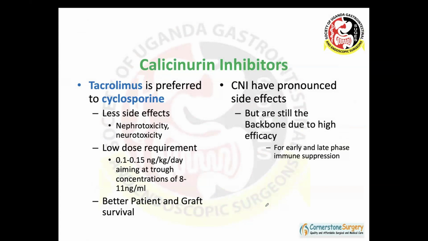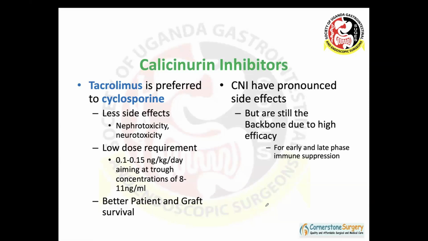Tacrolimus is basically an antibiotic. It's a macrolide. So these drugs, as we talk about them, some of them have a double role. They work as antibiotics and also as immunosuppressants. It is preferred to cyclosporine. Remember, these are calcineurin inhibitors, because one, you require a less dose to get the same result. You get better patient survival using them. Tacrolimus will give you less nephrotoxicity compared to cyclosporine.